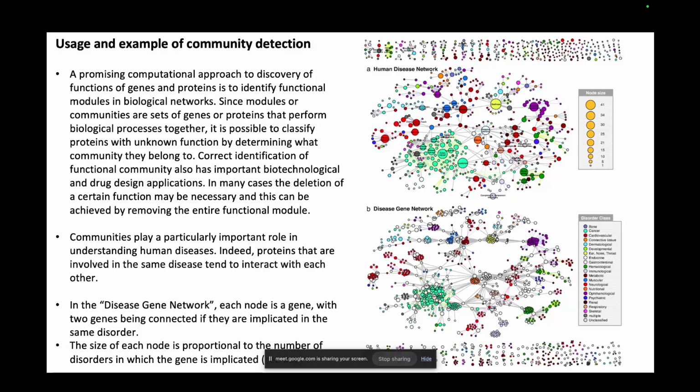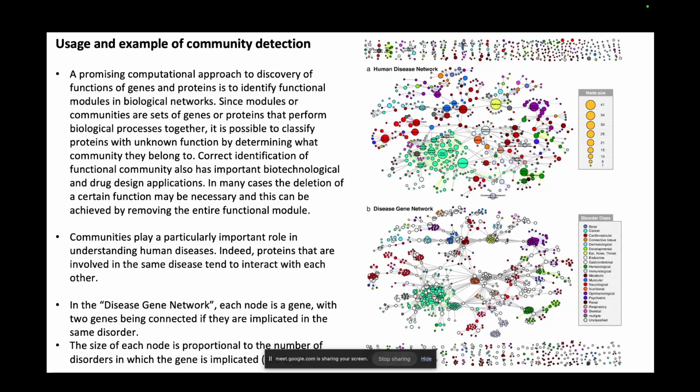The moment you see it as a network, as a whole system, you can identify these particular hubs or particular communities inside the network that are responsible for a particular function, and you want to remove or target this particular community, not a single gene or a single protein or a single transcription factor.